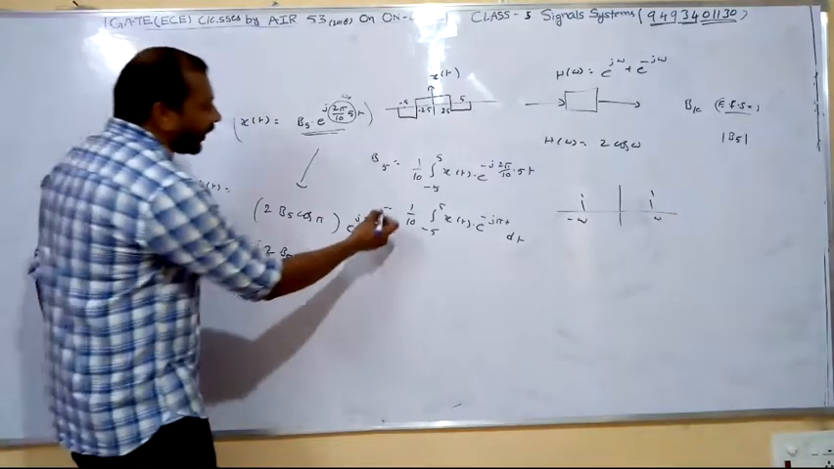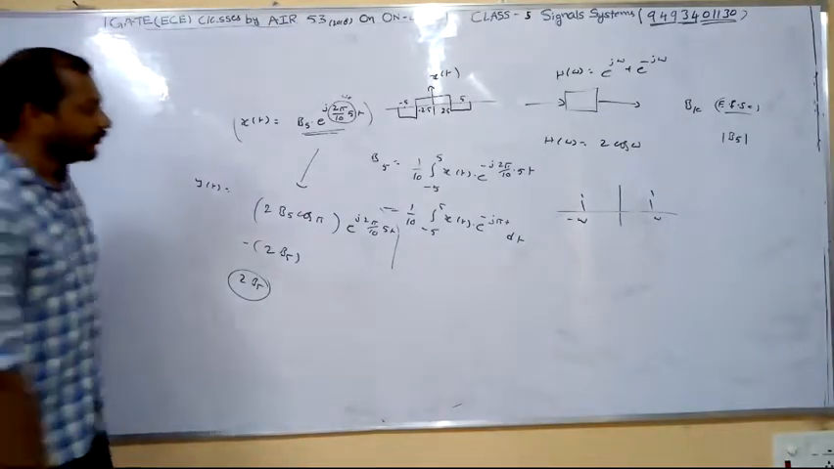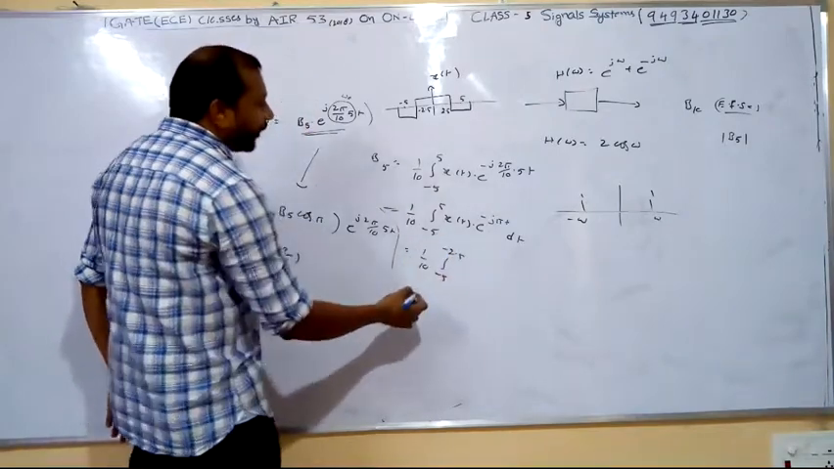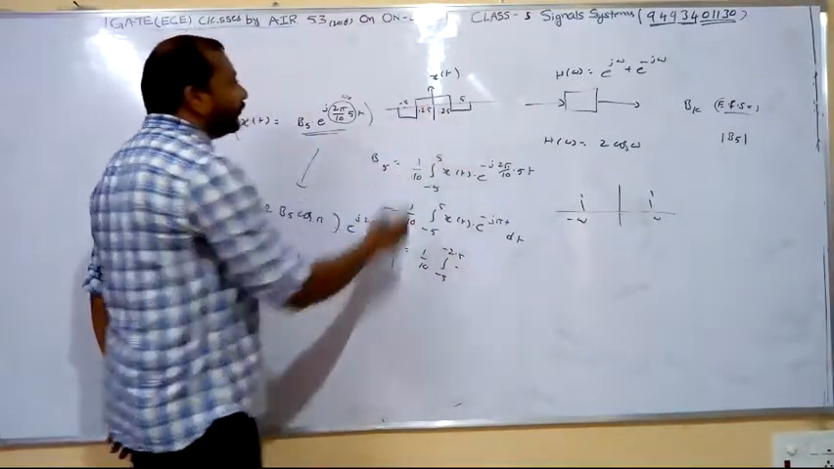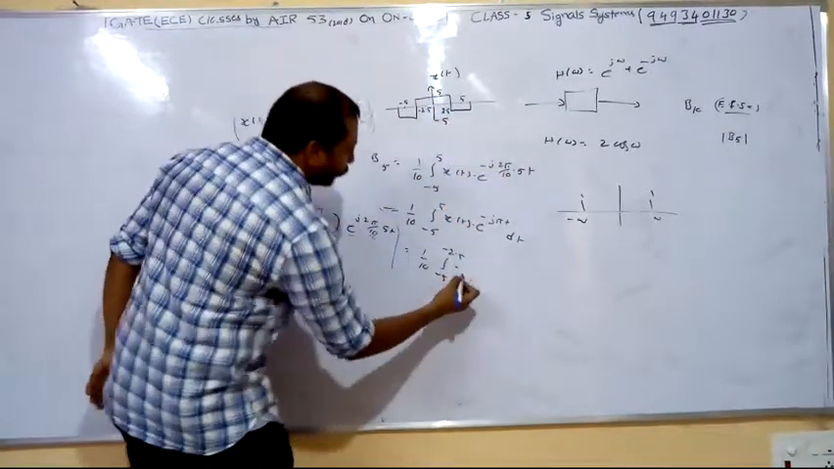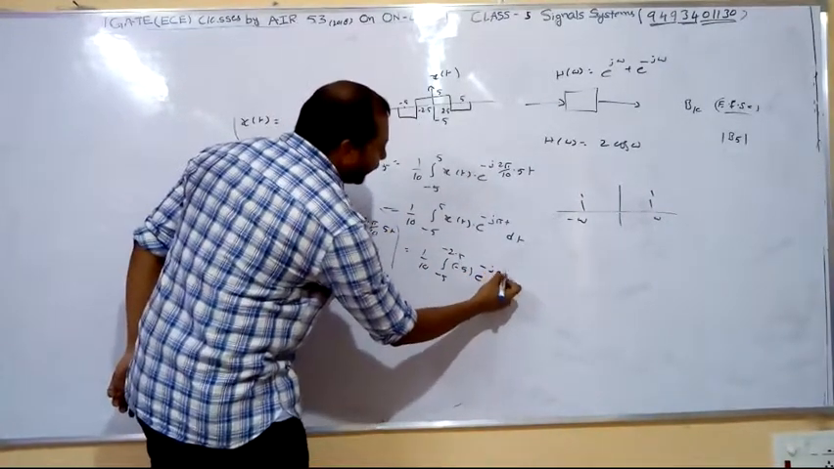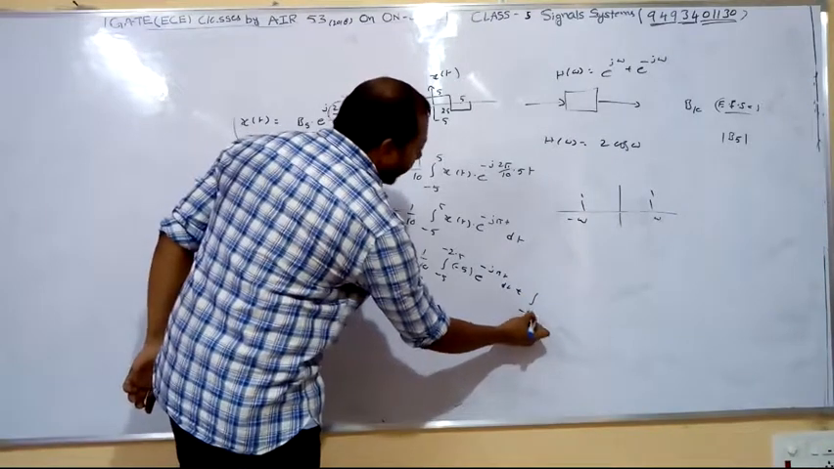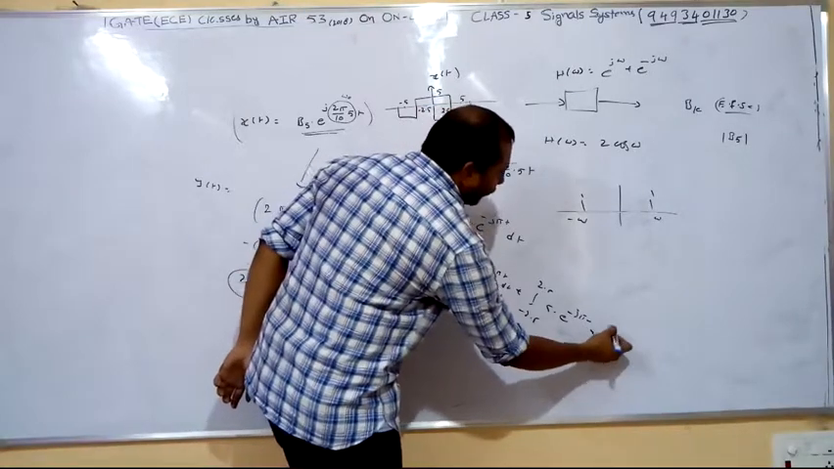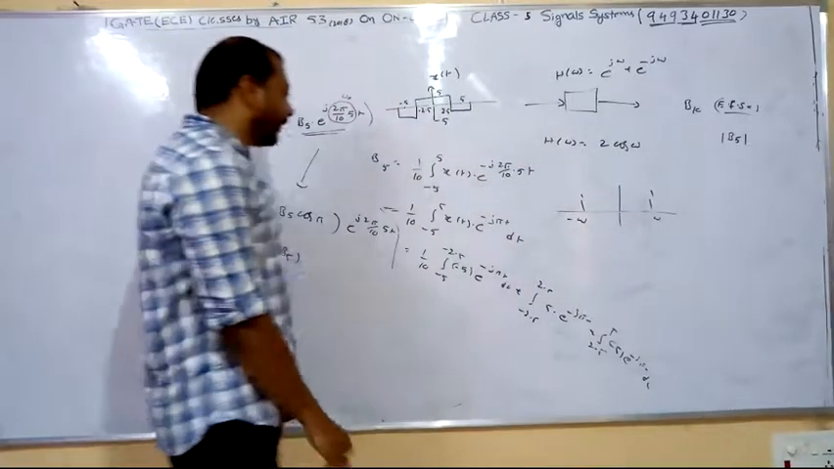Now our intention is to calculate B5 only. From this expression we can calculate B5 as 1 by 10 into the integration from minus 5 to minus 2.5, where the value given is minus 5, into e to the power minus j pi t dt, plus the integration from minus 2.5 to 2.5 of 5 into e to the power minus j pi t, plus the integration from 2.5 to 5 of minus 5 into e to the power minus j pi t dt.